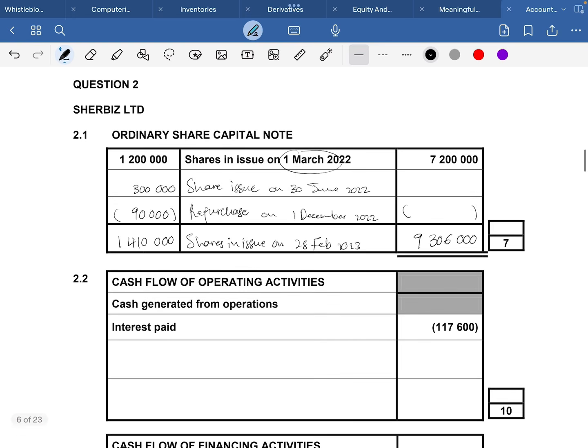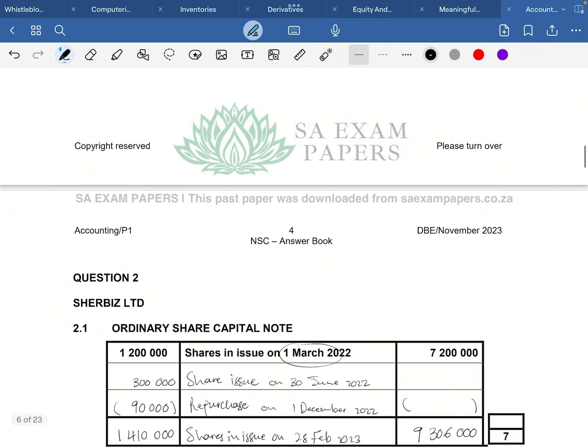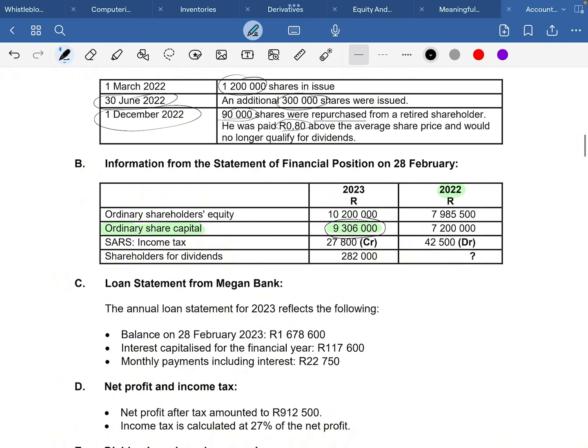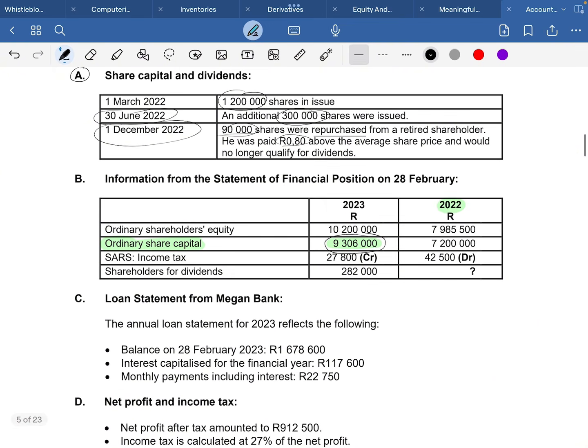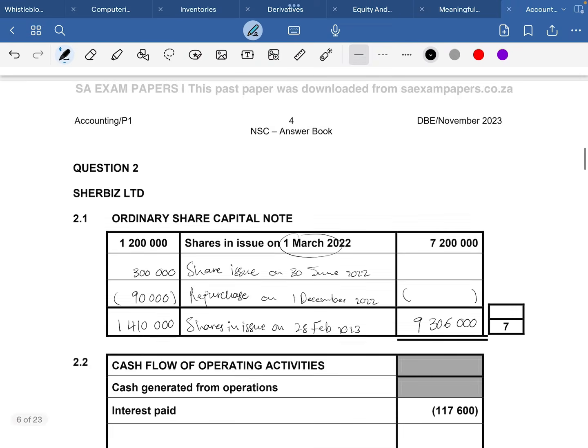All right, so now we're looking at our shares repurchased and our share issue, which are the two missing amounts. All right, so here they said we had ordinary shareholders equity of 10,200,000 closing balance, and then we had an opening balance of 7,985,500. Okay, and then now how can we use this to find the repurchased and our shares issued?